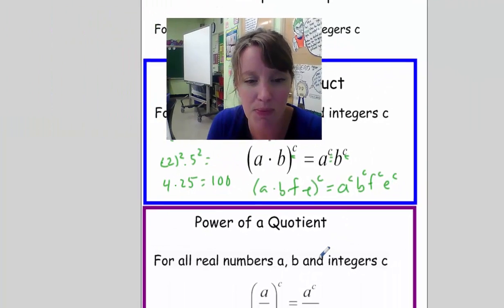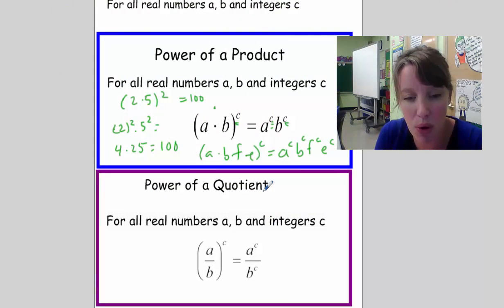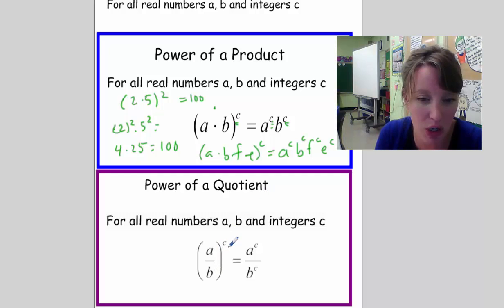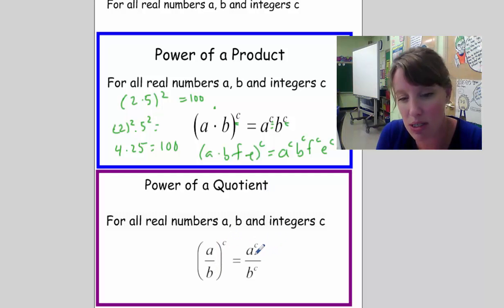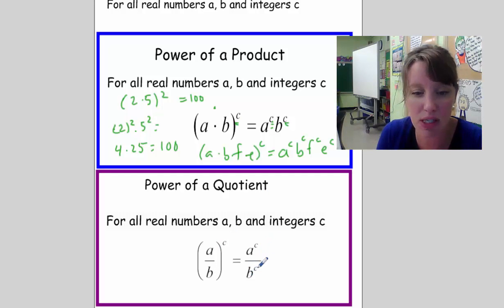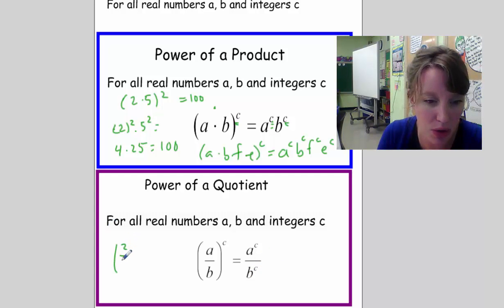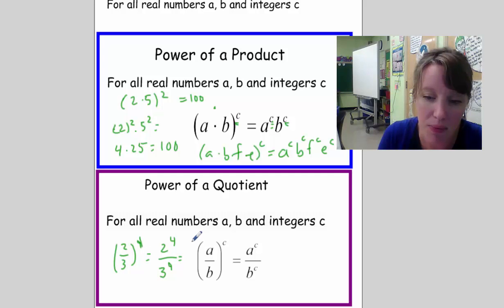The power of a quotient rule says that if you have a fraction and you're raising it to a power, you can raise the numerator to that power and the denominator to that power. So for instance, if you have 2/3 raised to the 4th power, that's the same as 2 to the 4th power over 3 to the 4th power, or 16 over 81.